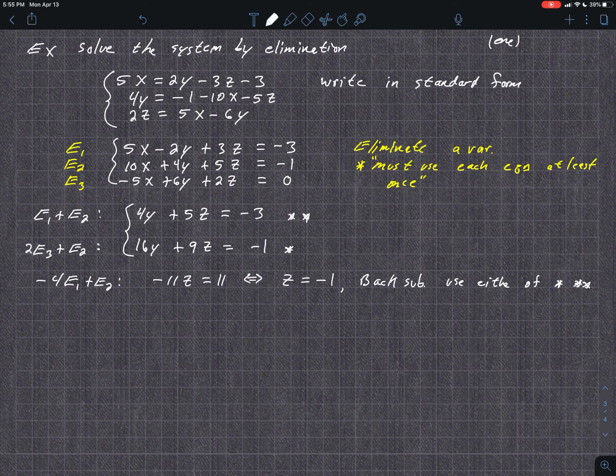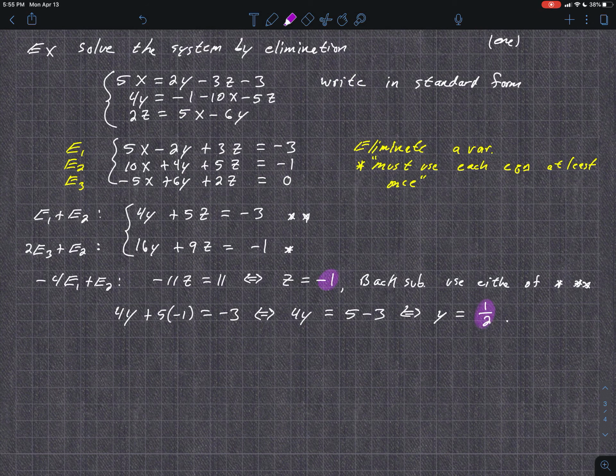Okay. So I picked equation 1. So you get 4y plus 5 times negative 1 equal to negative 3. And then you continue to solve that for your y. So you get 4y, that's a 5, so 5 minus 3. Continue to solve. So y is equal to 1/2. Okay, then back substitute these two.